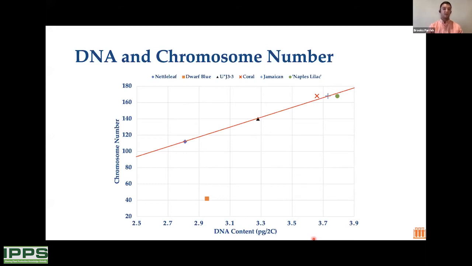So, and then we have one outlier, of course, at the bottom, Dwarf Blue porterweed. As I said in the previous slide, we don't know what's going on with this specific cultivar, so we're going to need to do some further evaluation to determine its family lineage.